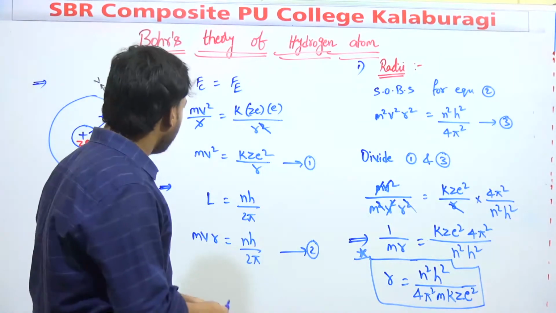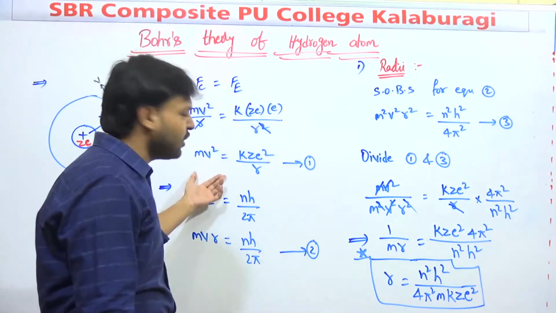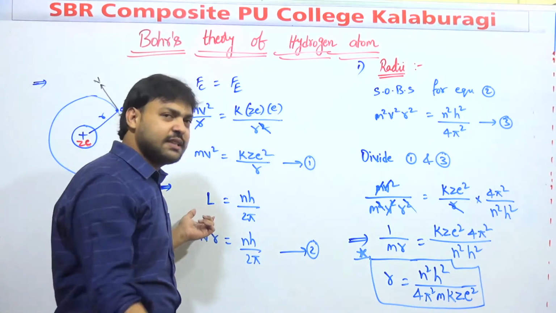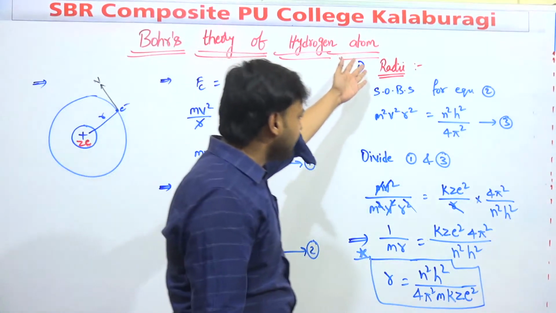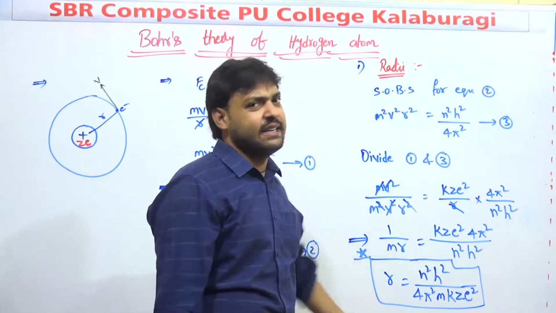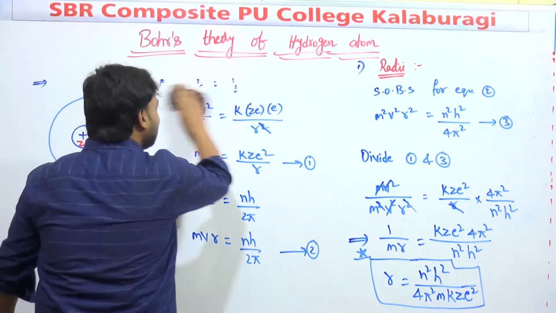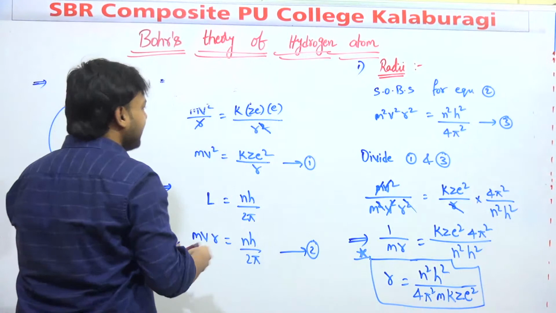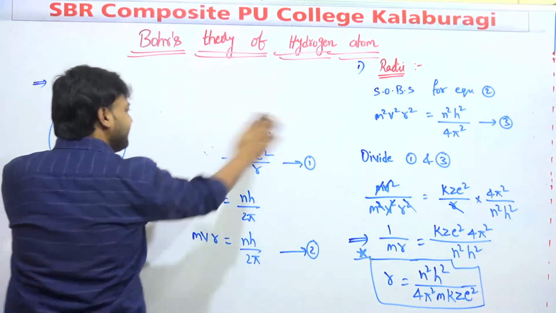Clear about the things? What we did? We equated the forces, balancing forces, and we got the first equation. Next, according to the second postulate, we know this, and this is the second equation. By solving equations 1 and 2, we got the radius. Simple. So what is the final thing? Try to write a point, that is the radius of the nth orbit.